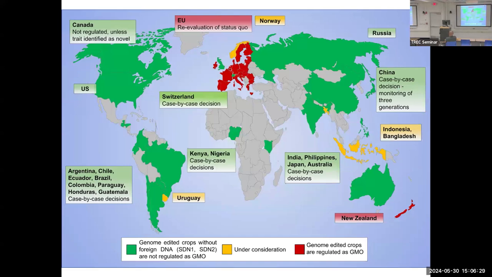So this is the map showing how gene-edited crops are regulated across the globe. The countries indicated in green, in these particular countries, the regulations for gene-edited products are very relaxed. Whereas in the European Union and New Zealand, the gene-edited product is regulated as GMO. They are treated as GMO, whereas in a few countries like Norway, there is no guideline for the gene-edited product.